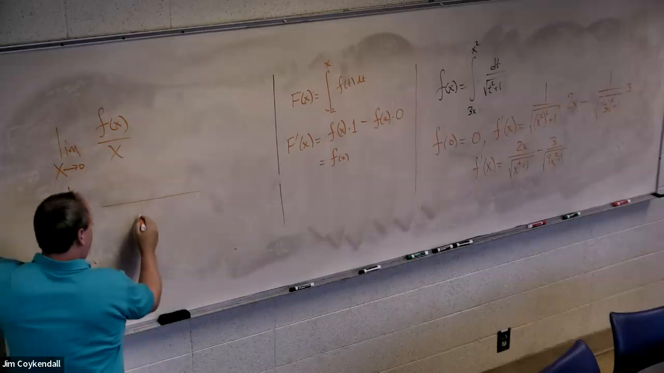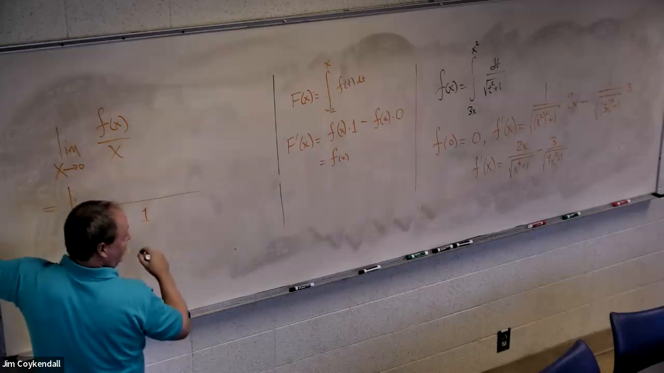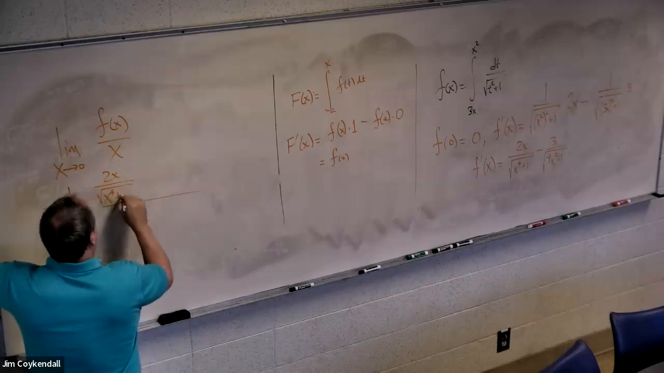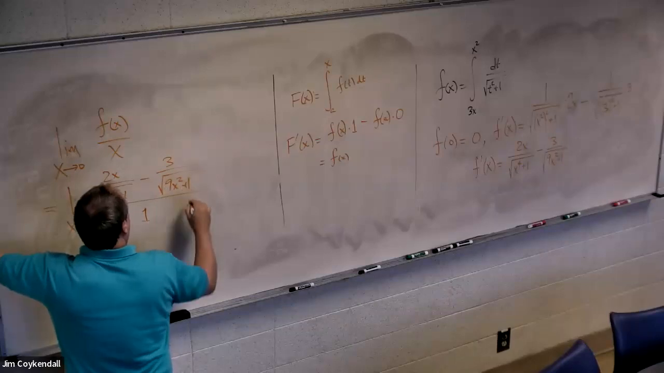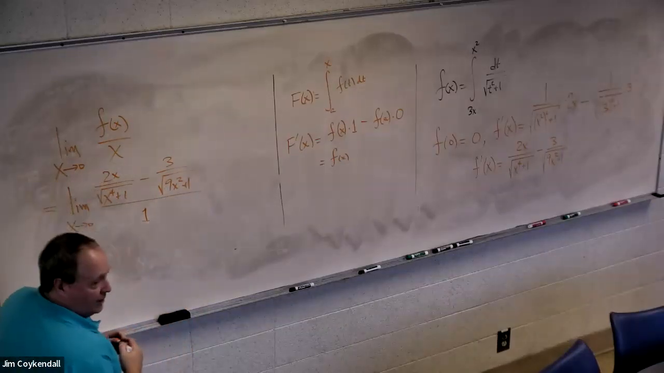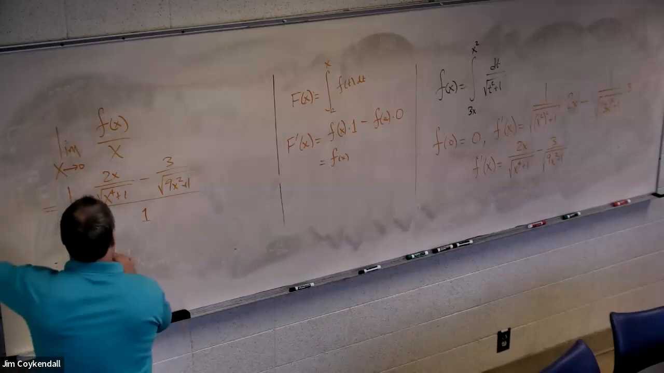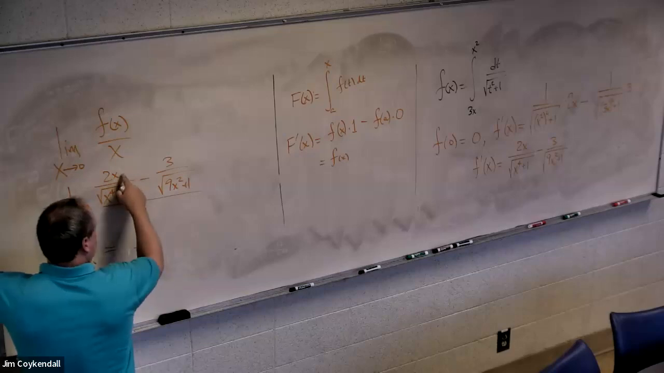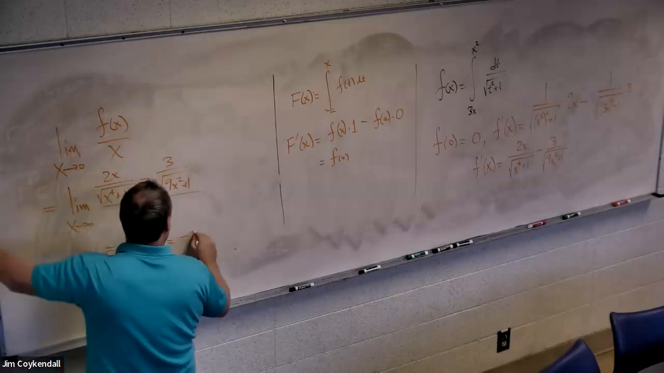Derivative of x is 1. Derivative of f of x, we already found. Now try to plug in 0 again, and this time you will be successful. That's a 1 on the bottom. On top, I get -3. So I get -3 over 1.